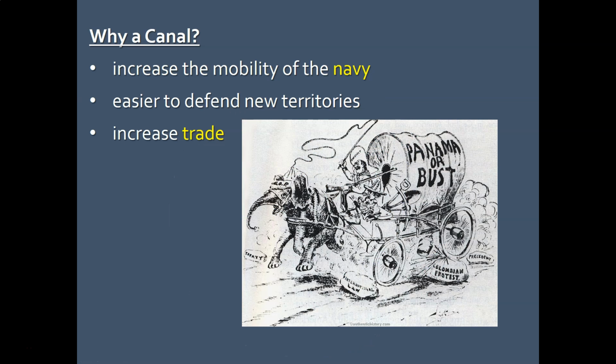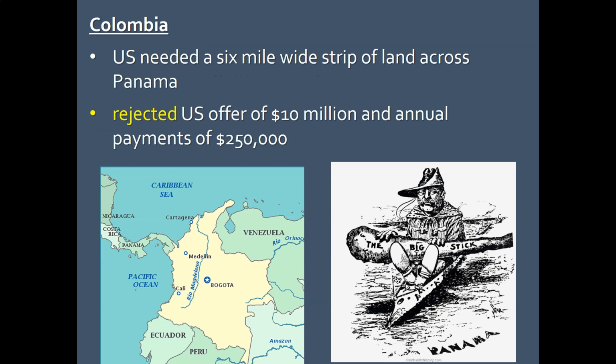Now, why would we want a canal for ourselves? Well, this will help us maneuver our Navy around more quickly because, after all, we have two coastlines to deal with, to protect, and so now with the Panama Canal we can move the Navy back and forth very quickly between the two oceans. This will help us defend our new territories that we've gained from this war, like Cuba, like Guantanamo Bay, and Puerto Rico and Guam and the Philippines, and this will help increase trade because it's just so much more efficient.